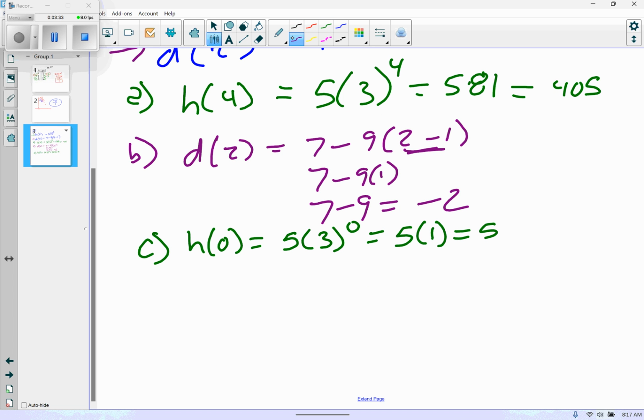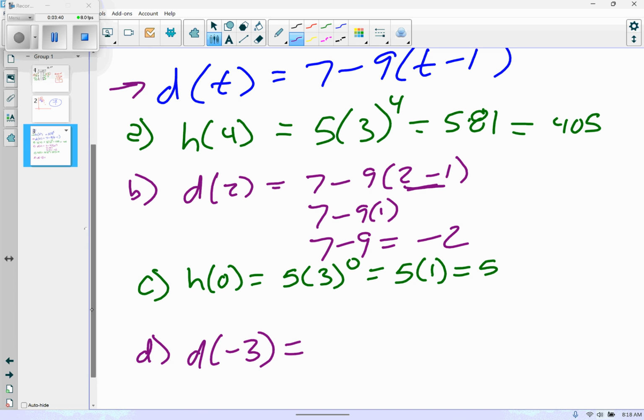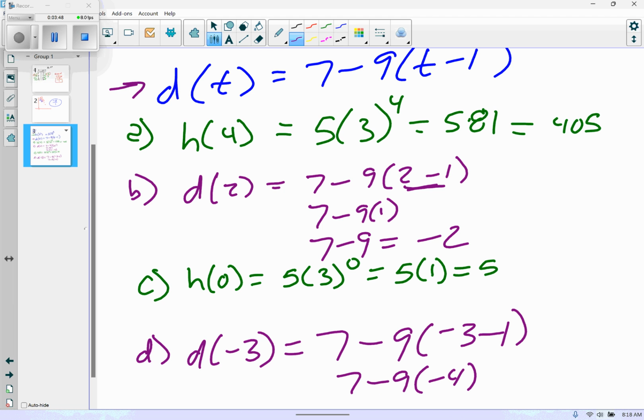And then the last one, d at -3, we're going to use the other equation up above. So I'm going to go 7 minus 9 times -3 minus 1, which is 7 minus 9 times -4. If you multiply those together, you're going to get +36. And that's going to give me an answer of 43. And that's basically the homework.